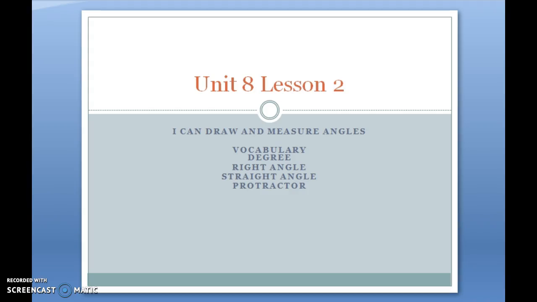Today we are going to be going over Unit 8, Lesson 2. So we are going to be working on drawing and measuring angles. Yesterday we talked about acute and obtuse angles and right angles and the different types of lines. So I'm going to be using all those vocab words today.